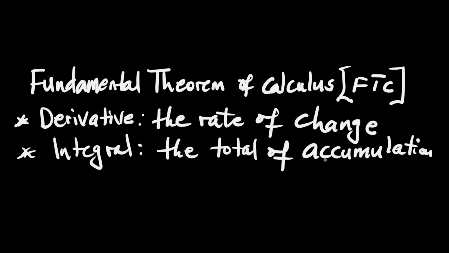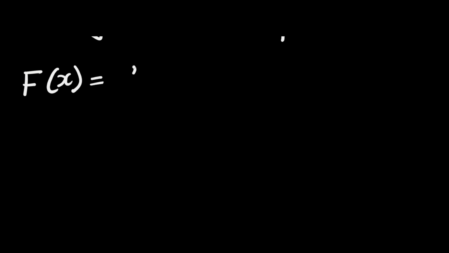The first part of the theorem says if we define a function as an integral, then its derivative gives us back the original function. F of x equals the integral from a to x of f of t dt. If we find the integral, the differentiation cancels integration. So if we integrate a function and then differentiate it, we will get the original function. Let's try an example to understand this better.